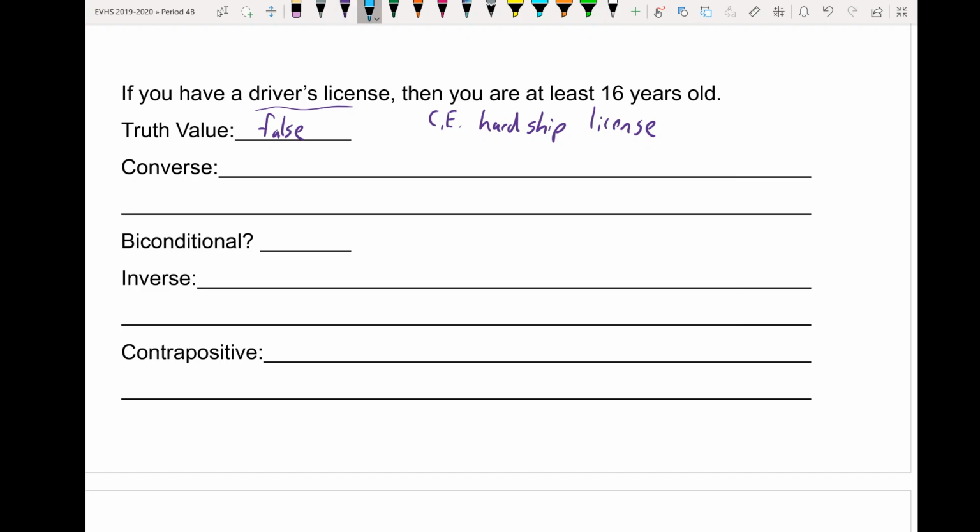Converse. We're going to switch the hypothesis and conclusion. So if you are at least 16 years old, then you have a driver's license. By the way, I'm not even going to ask if this is true or false, because for the biconditional question, as soon as the original was false, the answer is automatically no. If either one is false, it is not a biconditional.